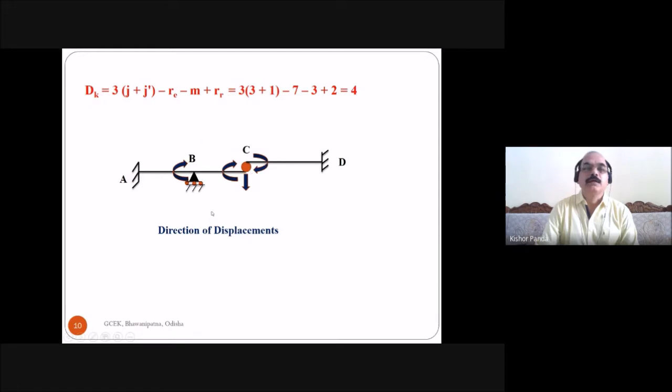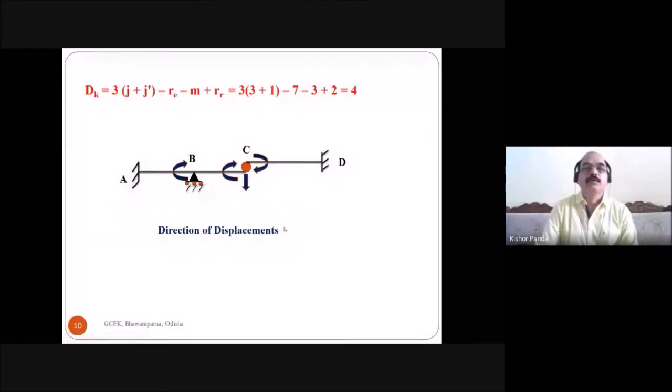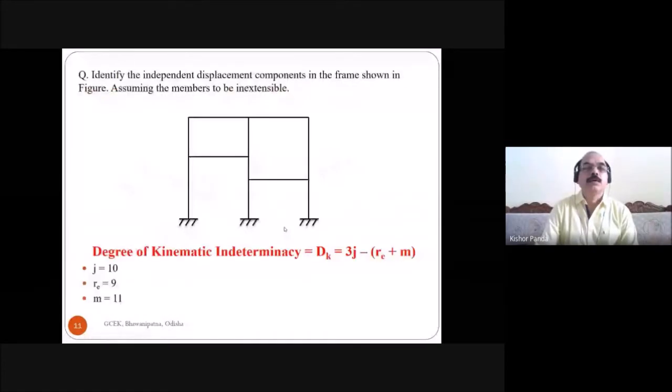These are the directions of displacement, because here there is no displacement, it is a fixed end. Here at the roller support, there is no vertical, only rotational displacement. Here also there is no displacement, and here for this member rotational, and for this member rotational and vertical displacement. You have to take 3 at the pin joint. These are the 4 directions of displacement. And this is one example.